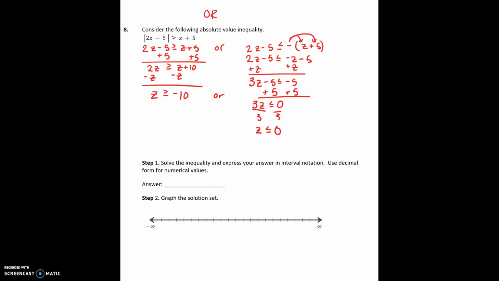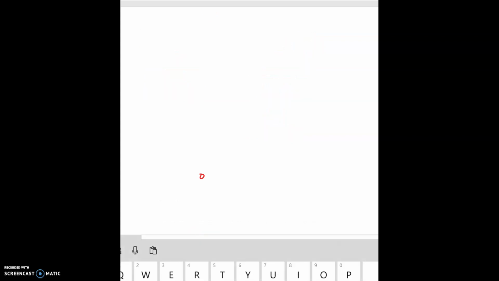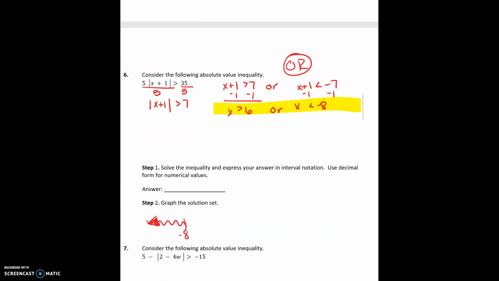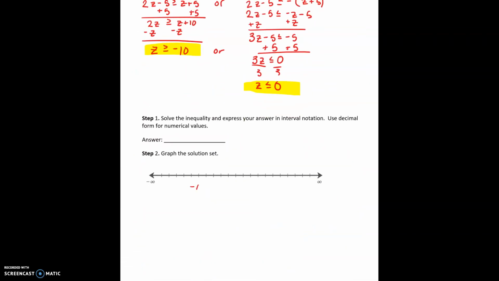Okay, so here's my answers. Let's put these on an inequality line and then we'll do our interval notation. So I'm going to find -10. Okay, -10, and I need a bracket, and z is greater, so I'm going to the right. Since it's or, I'm just going to keep that going. Then I'm going to have 0, bracket, less than, so I'm shading to the left.